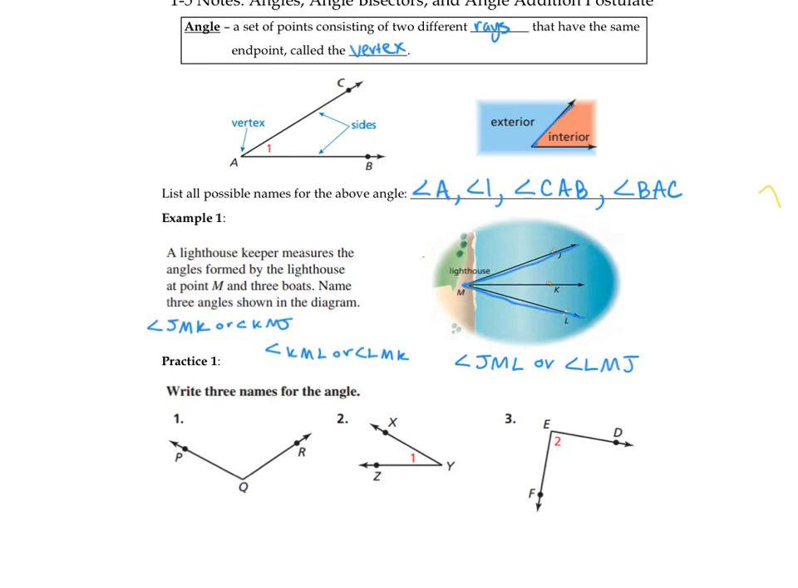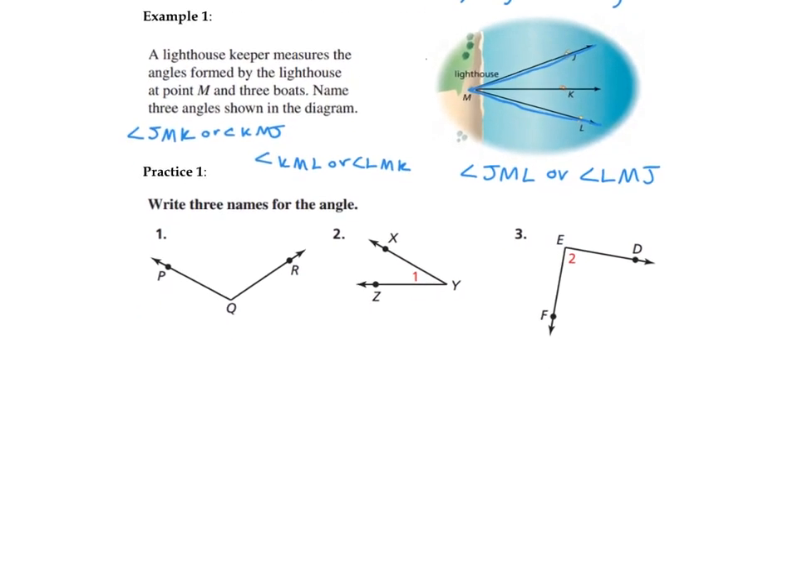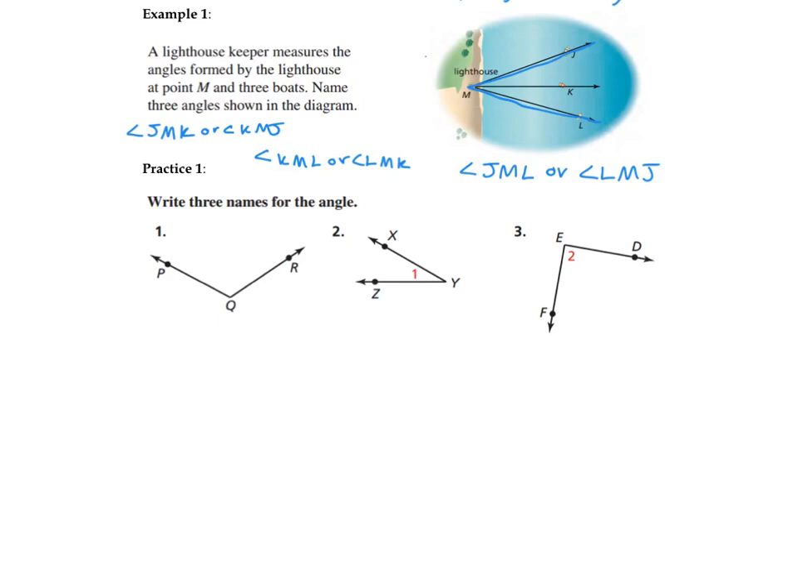Now, in this particular case, you would not be able to call this angle M, because angle M could be any of those three angles. So you wouldn't actually be able to use angle M because it doesn't specify which angle you're talking about. Now, for the first example that I showed you with angle A, I could use angle A because that's the only angle. That vertex is by itself, so you would be able to use it in that case. But for this example, you wouldn't be able to do that because that vertex is shared by many different angles. All right, so let's go ahead and look at practice 1. Go ahead and pause this video and try it on your own, and then we'll go over it.